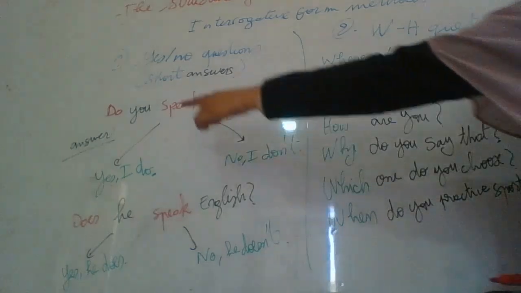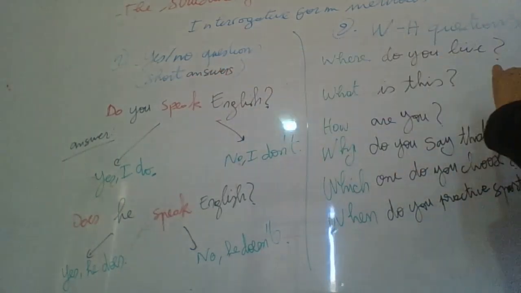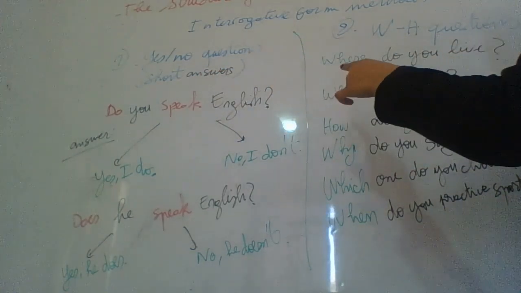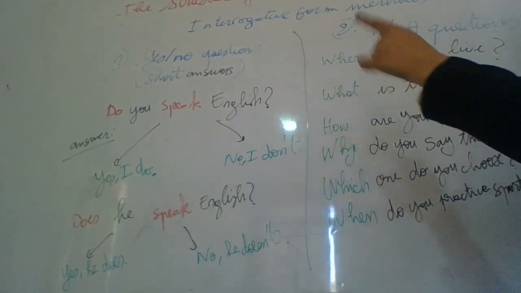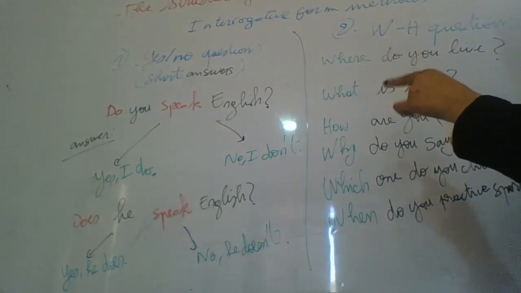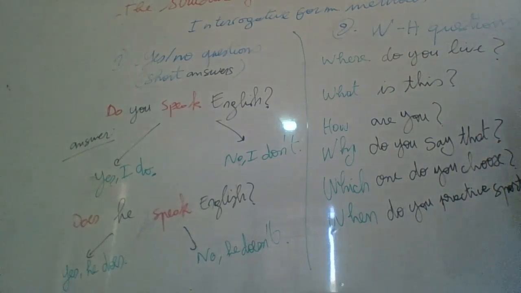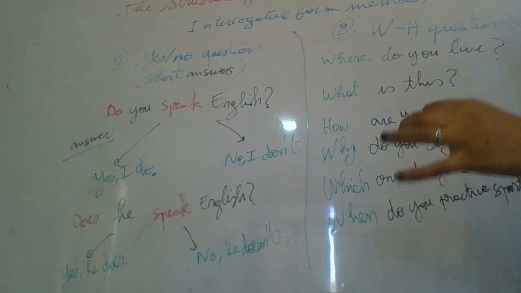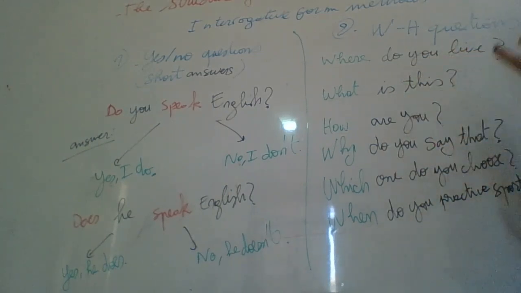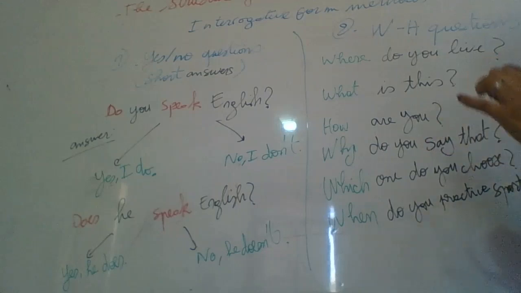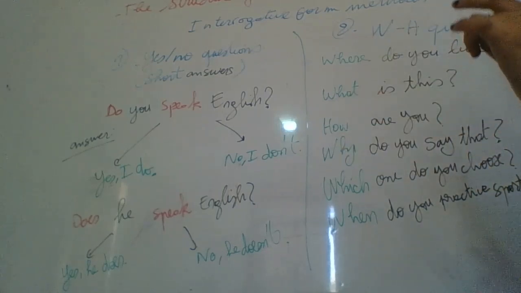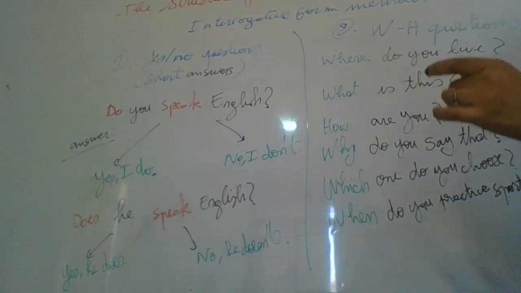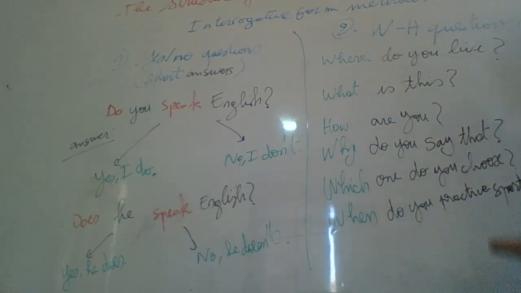Why I do? Because the question starts with do, alright? Do you speak English? Yes, I do. No, I don't. Alright? Same thing for he, she, it. And then the question starts with does. Does he speak English? Yes, he does. No, he doesn't. The auxiliary starts with does, so I should use the auxiliary does. These are the short answers. Yes, he does. No, he doesn't.